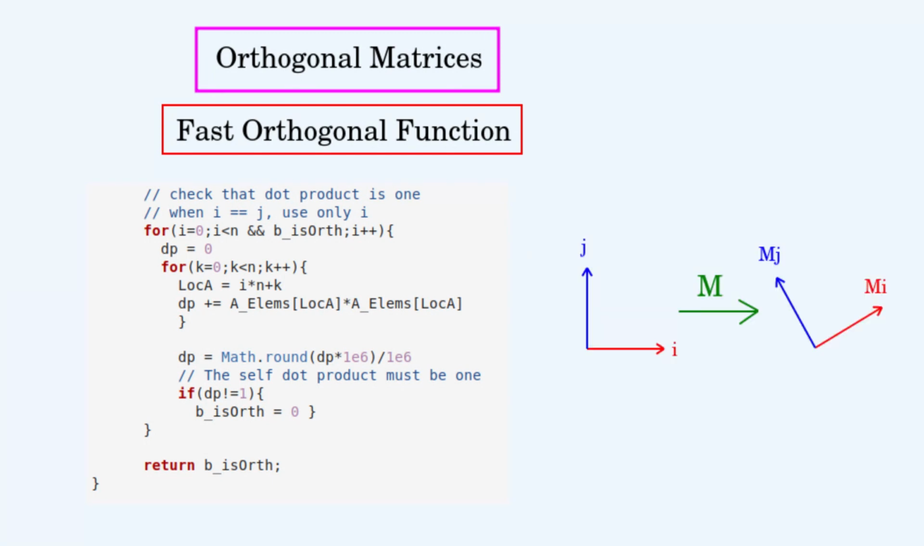And this is what this matrix looks like. It's a transformation of unit vectors into other unit vectors that are perpendicular to each other, but are rotated and reflected so that distances and angles are preserved.